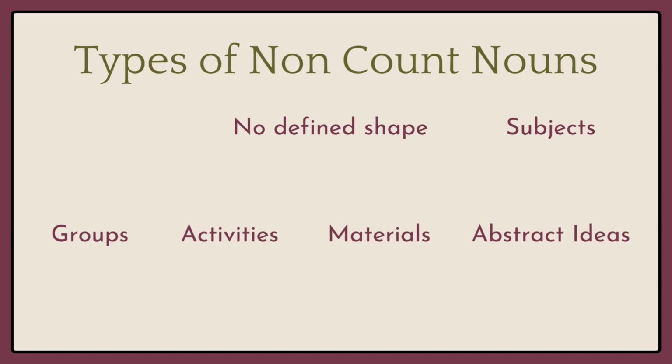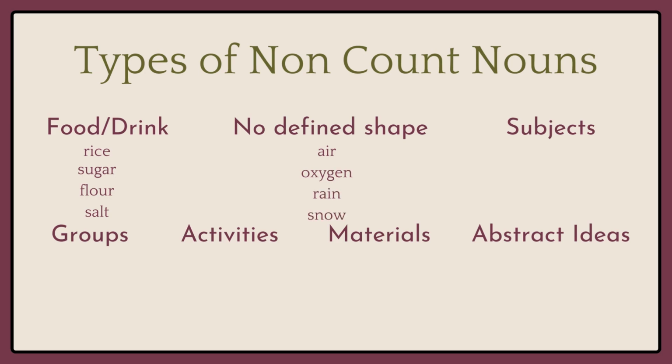Let's talk more about types of non-count nouns. Most non-count nouns fall into a few categories. Food and drink, such as rice, sugar, flour, salt, meat, cheese, milk. Things without a clearly defined shape, for example, air, oxygen, rain, snow, smoke, and so on.